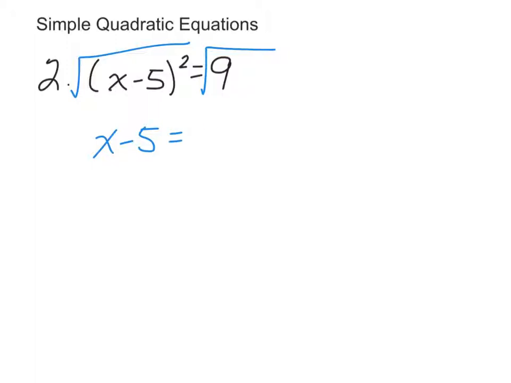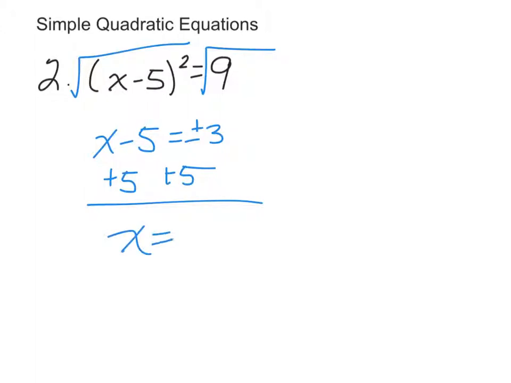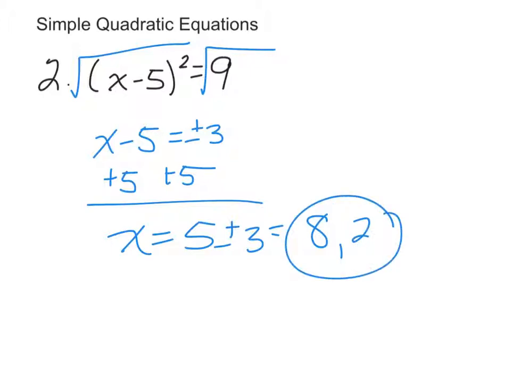The square root of 9 is 3, and it's also negative 3 because negative 3 times negative 3 is also 9. Then we add 5 to both sides. And we have x equals 5 plus or minus 3. And of course, those are like terms. We can combine them. 5 plus 3 is 8, and 5 minus 3 is 2.